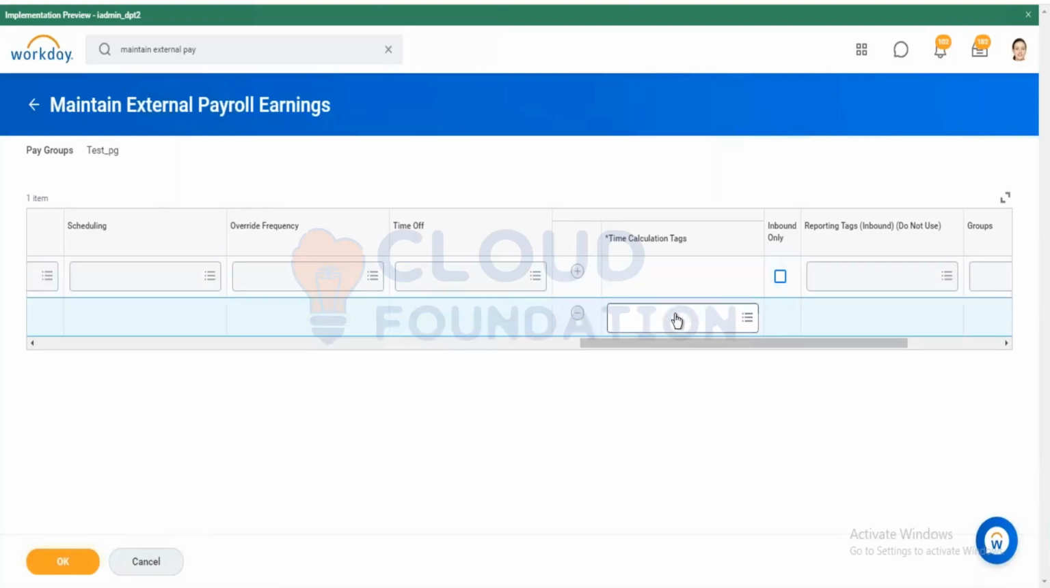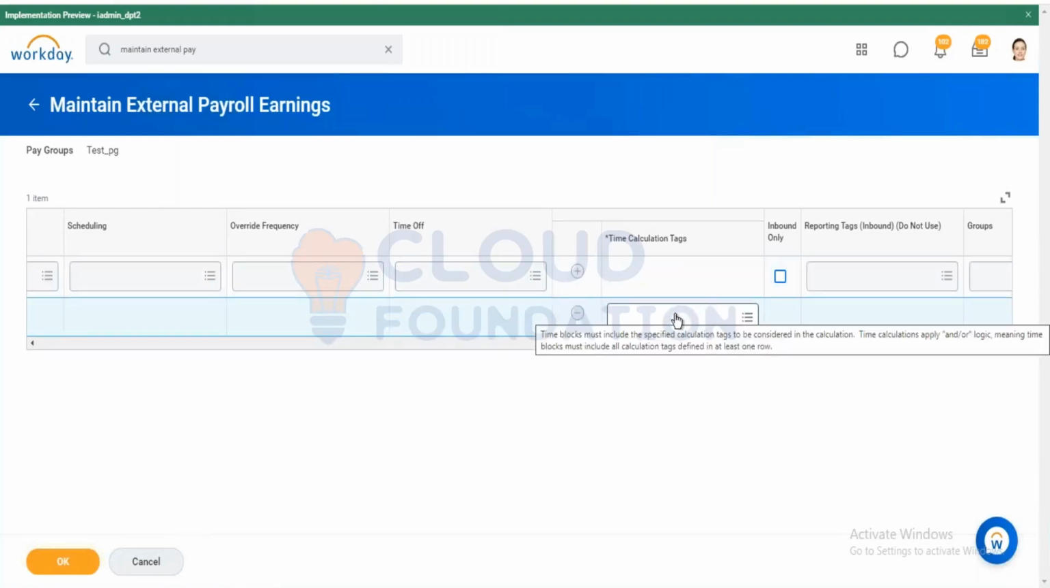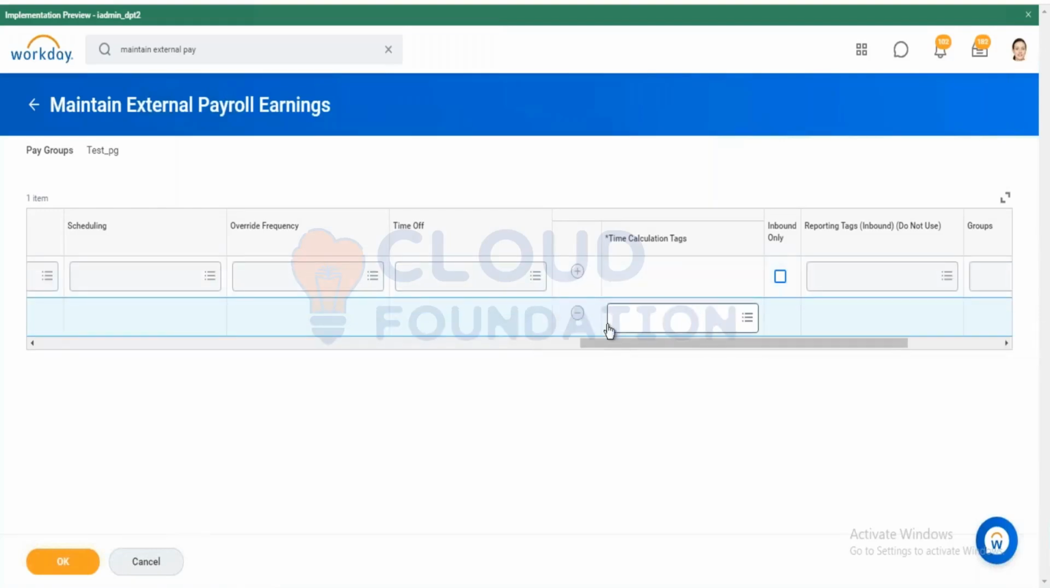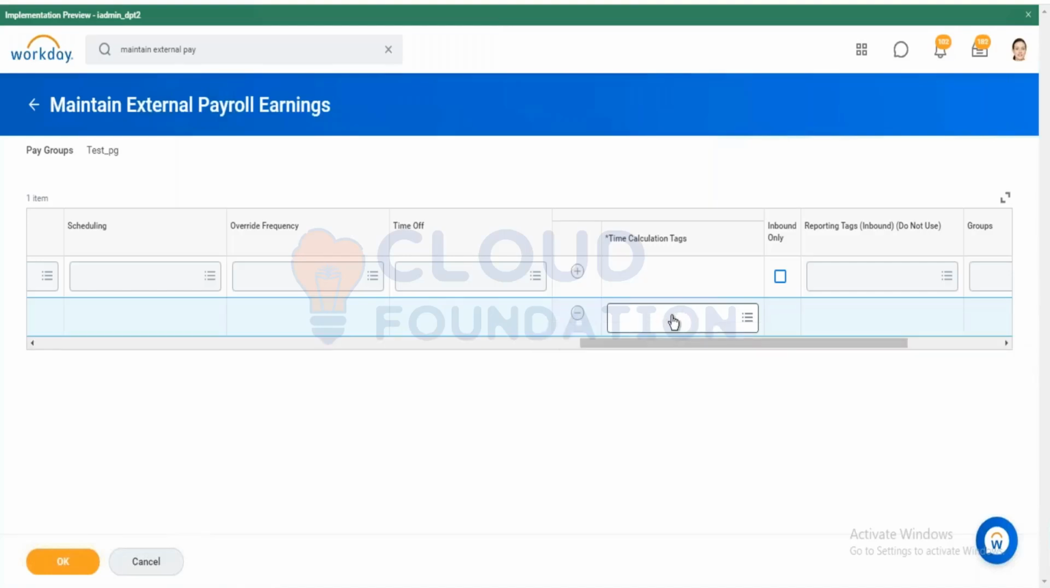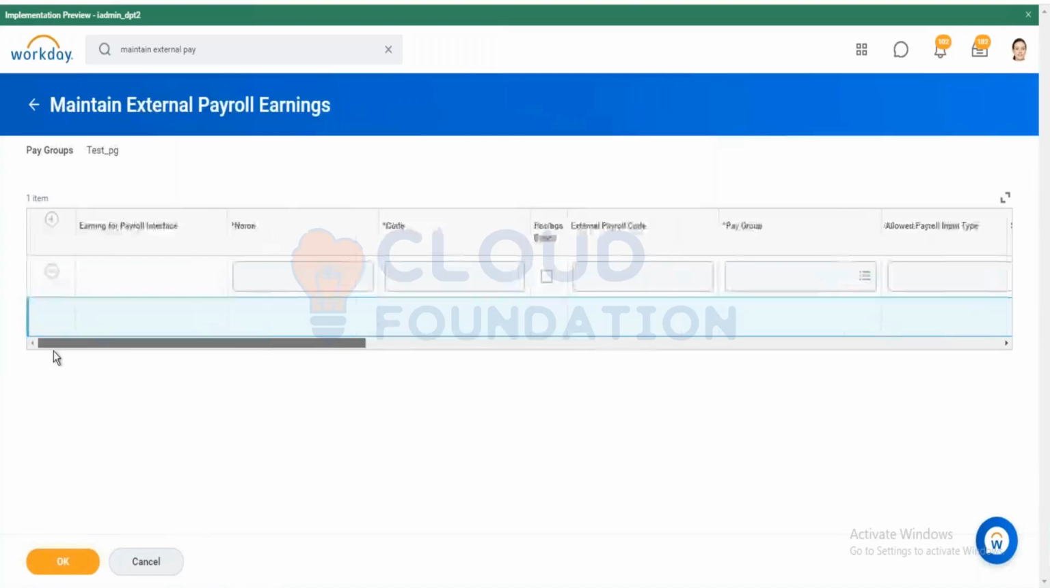When we are integrating the values to third-party systems, for example Kronos, SAP, or ADP, those external payroll companies, you just need to add the time calculation tag corresponding to the earnings that have been made. So this is the CCTPP integration. CCTPP, Core Connected Third Party Payroll.